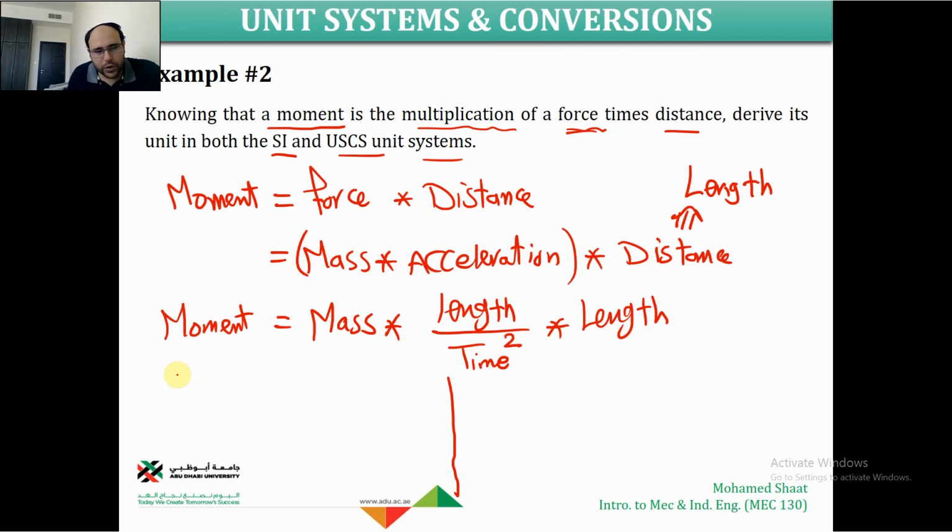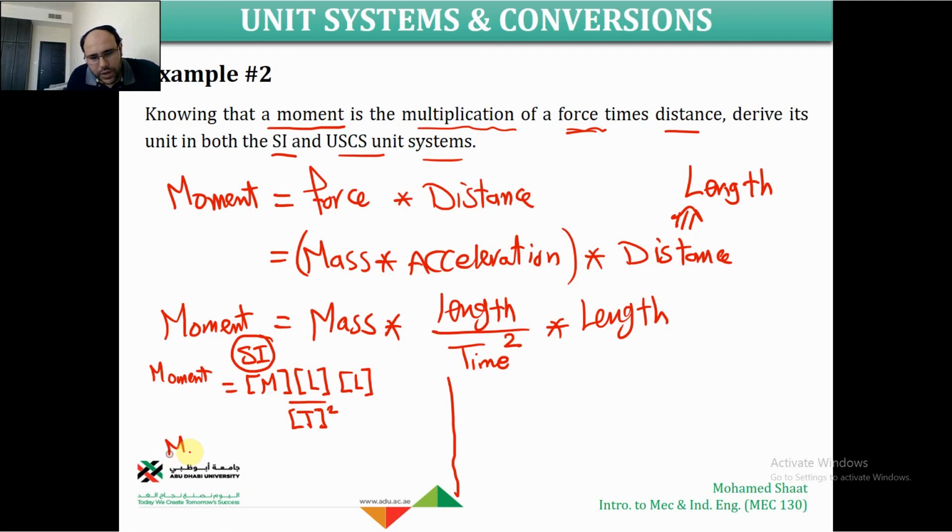So for example, the moment. Here, let us work with the SI system, which is the international system. We said that it is a mass times length divided by time square times length, right?